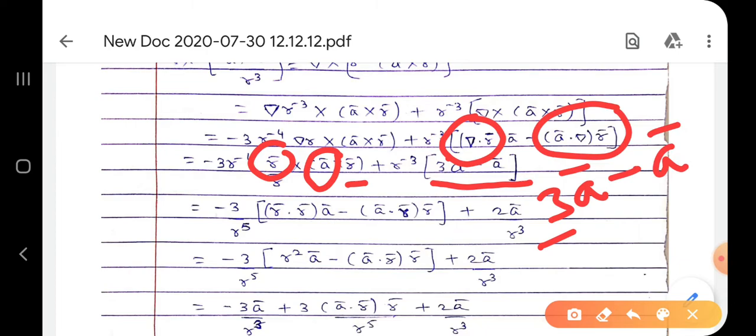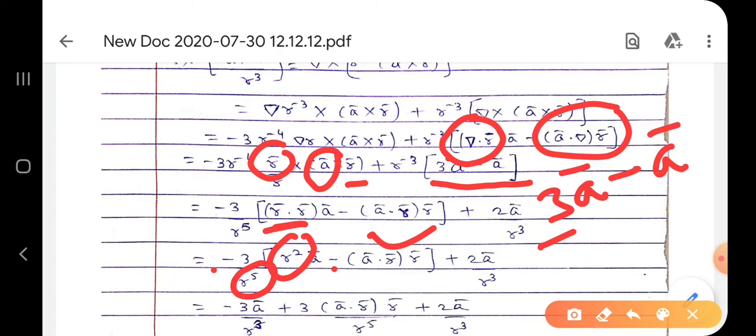Next, minus 3 upon r raised to 5 as it is. R bar dot R bar is R square. So R square A bar minus A bar dot R bar into R bar, keep as it is. Then 2A bar upon R cube. Simplify this. R square and r raised to minus 5, what remains? R cube. So here minus sign. Minus 3A bar upon R cube plus 3, minus minus plus, 3A bar dot R bar into R bar upon R raised to 5 plus 2A bar upon R cube.